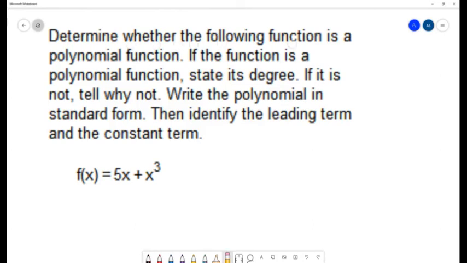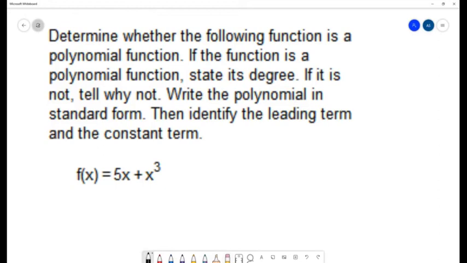Determine whether the following function is a polynomial function. If the function is a polynomial function, state its degree. If it's not, tell why. Write the polynomial in standard form, then identify the leading term and the constant term.